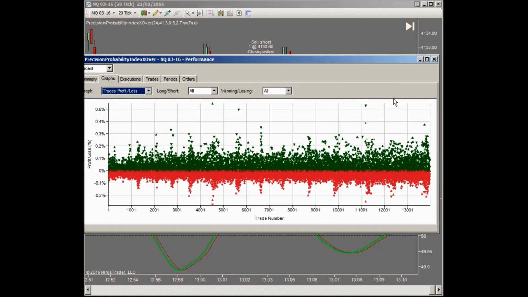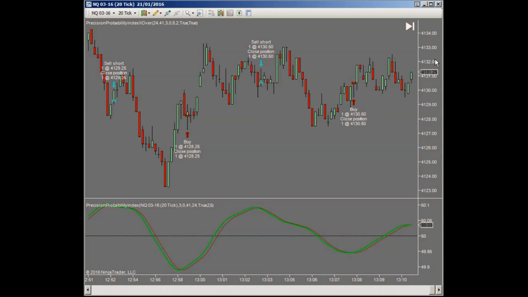You can see the deeper the red goes, the bigger the loss, and the shallower means a small loss. This one is the biggest winner here. This little tick is the second biggest winner. But you can see they're much bigger than the losers because it locks onto the trends. So let's look at some other settings.